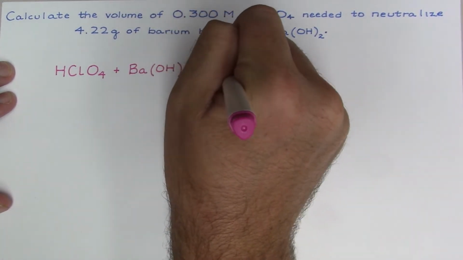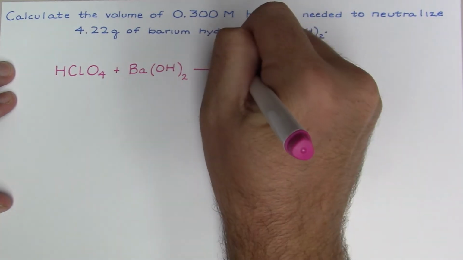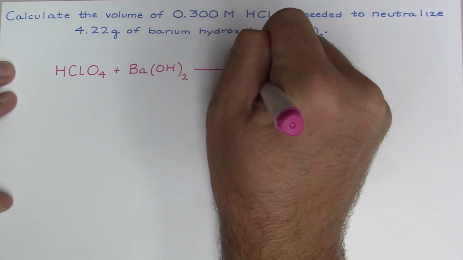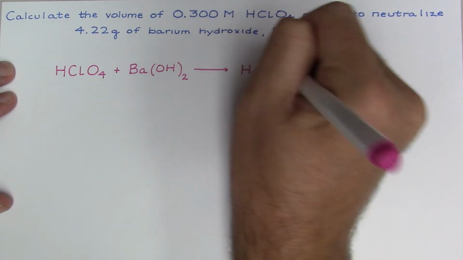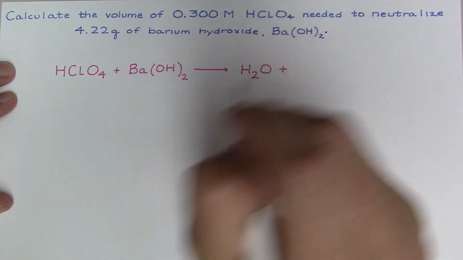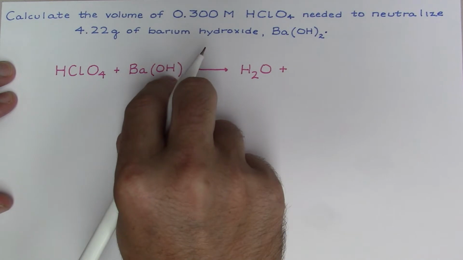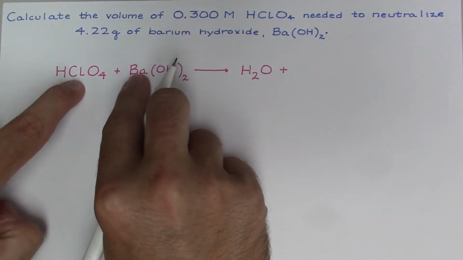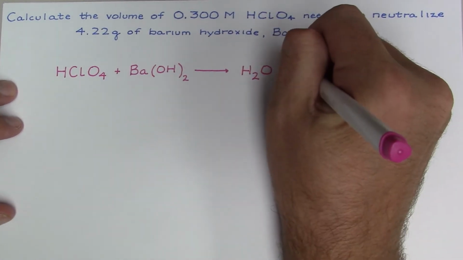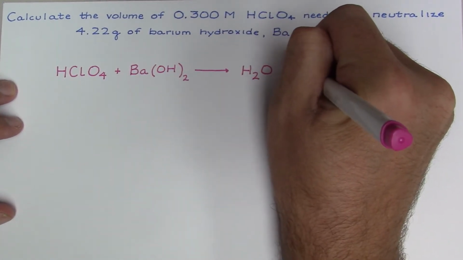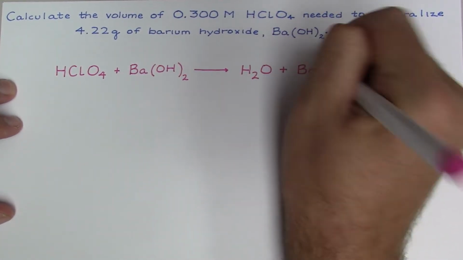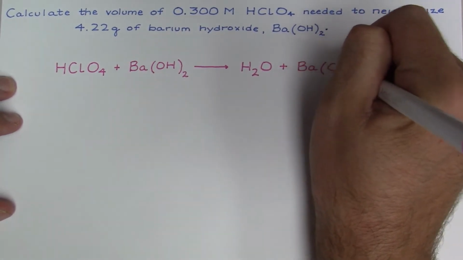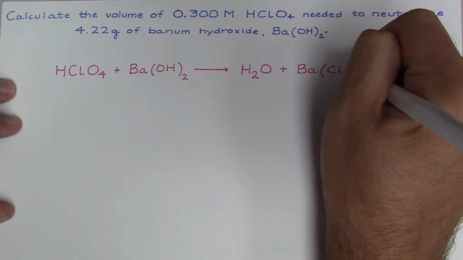Now it's important to remember for all acid-base neutralizations, one of the products that we will get is water. The other is going to be a salt from the ions from our acids and bases. So we have our water coming from our H and OH, but now what do we do with the barium and the perchlorate? You're actually going to get Ba(ClO4)2, barium perchlorate.